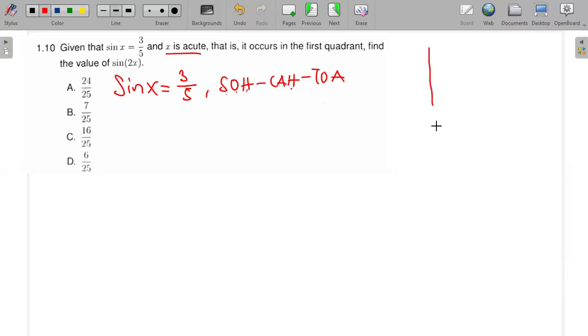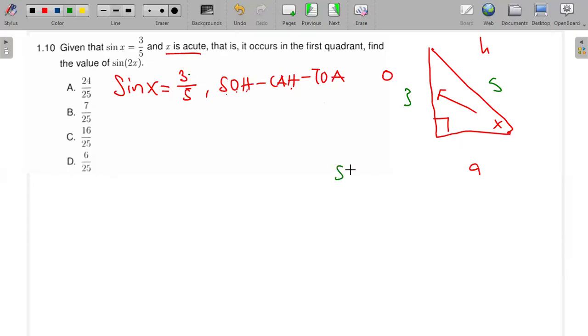So if I was to draw a triangle here, the x would be there. This is 90 degrees, so the opposite is this one. This is the hypotenuse here. This is the opposite. This is the adjacent. Sine is equal to opposite over hypotenuse. So this 3 here is the opposite. The hypotenuse is 5. So by Pythagoras theorem, we can find this adjacent.